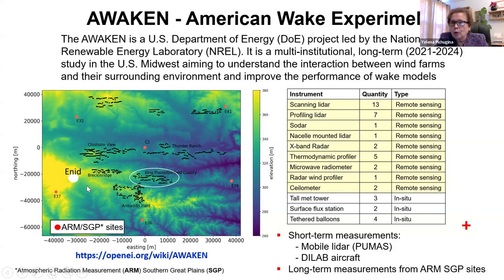So in addition to long-term data from all those instruments in a table, we have short-term measurements from our mobile lidar, Puma, and also, for a few months, there were flights from a German DLR aircraft. They also did measurements covering all this area. Also, there is long-term measurement from the ARM SGP sites, the facilities of the Atmospheric Radiation Measurement, ARM, Southern Great Plains, shown here by red points, and usually they are heavily instrumented, especially this central facility, C1.